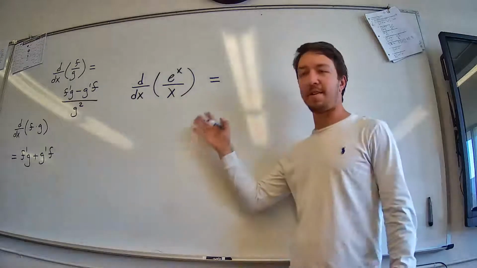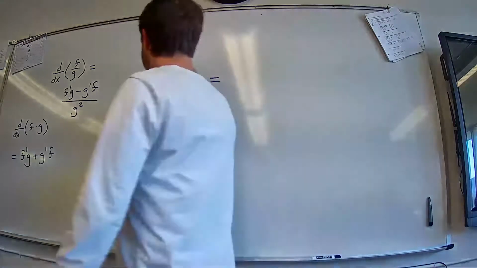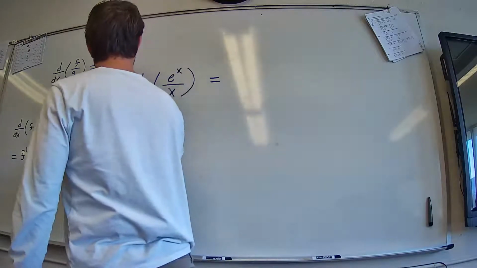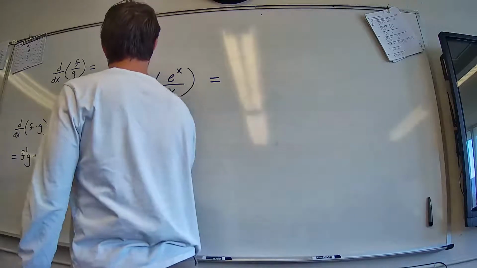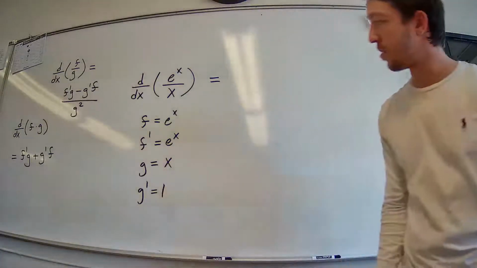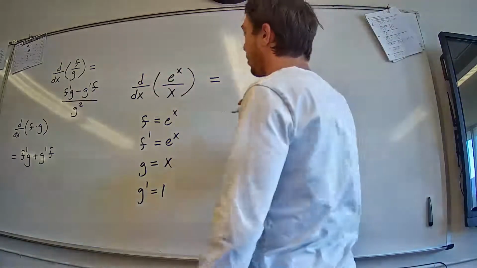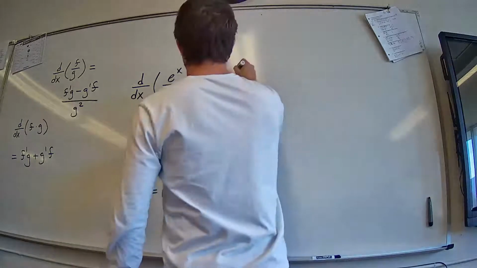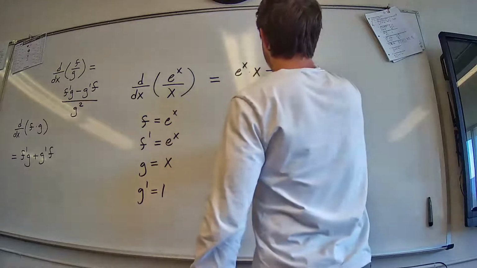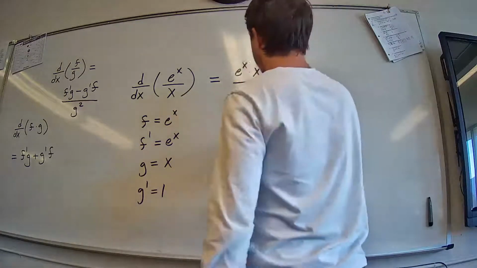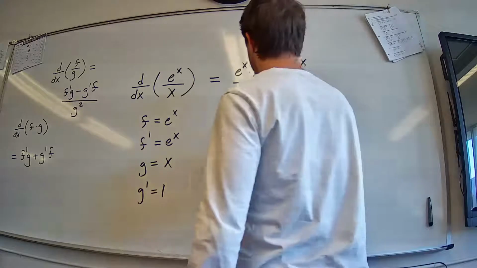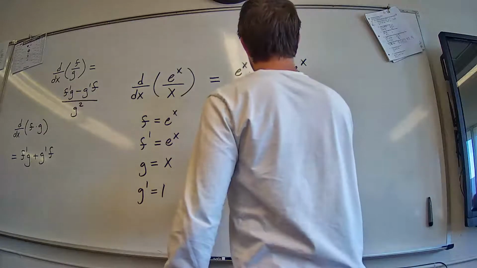Is it helpful to list them out? Yes. Okay. So the way I've written this, I have my f. My f is e to the x, so f prime is e to the x. My g is x, so my g prime is 1. And then let's plug them into the quotient rule. So you'd have f prime times g minus g prime times f all over g squared. We could simplify that. Probably seems nicest to write it like this.